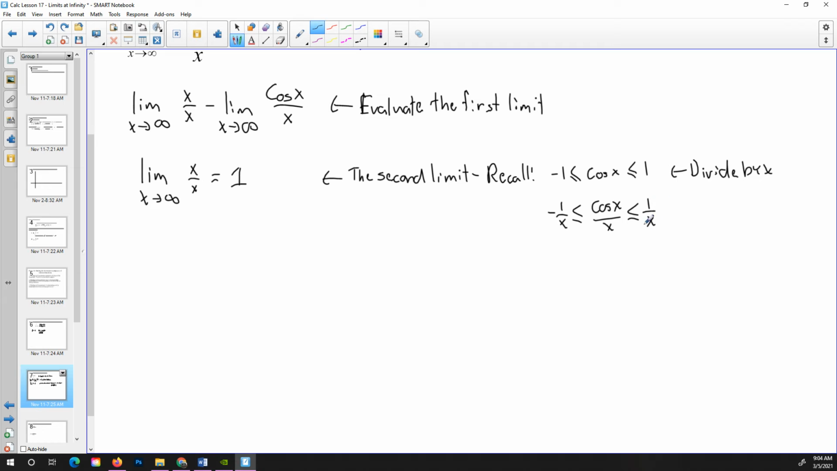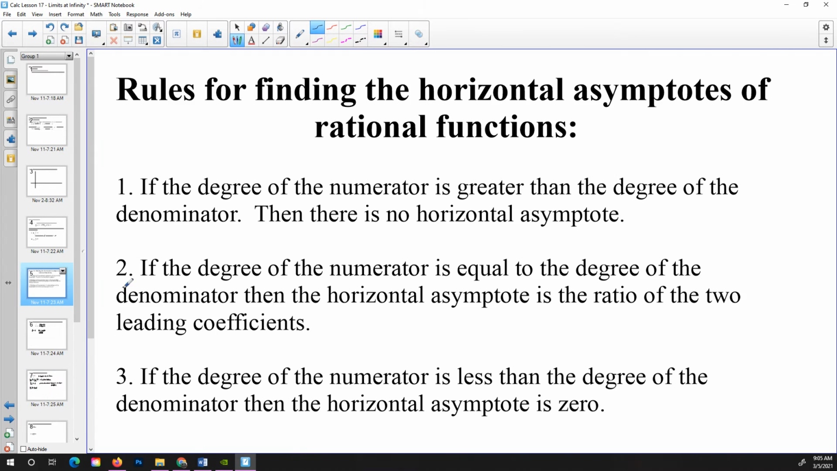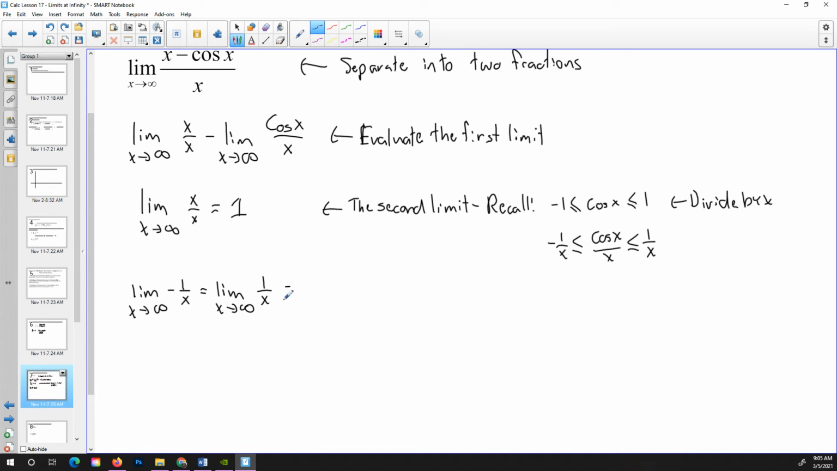If I look at these two limits here, the limit as x goes to infinity of -1 over x is going to be equal to the limit as x goes to infinity of +1 over x, because the degree of the numerator is 0, the degree of the denominator is 1, and if we go back to here, if the degree of the numerator is less than the degree of the denominator, then the horizontal asymptote is 0. And so both of these limits are going to equal 0. Therefore, the limit as x goes to infinity of cosine x over x has to also equal 0 by the squeeze theorem, which we haven't used for a while, but that's okay.